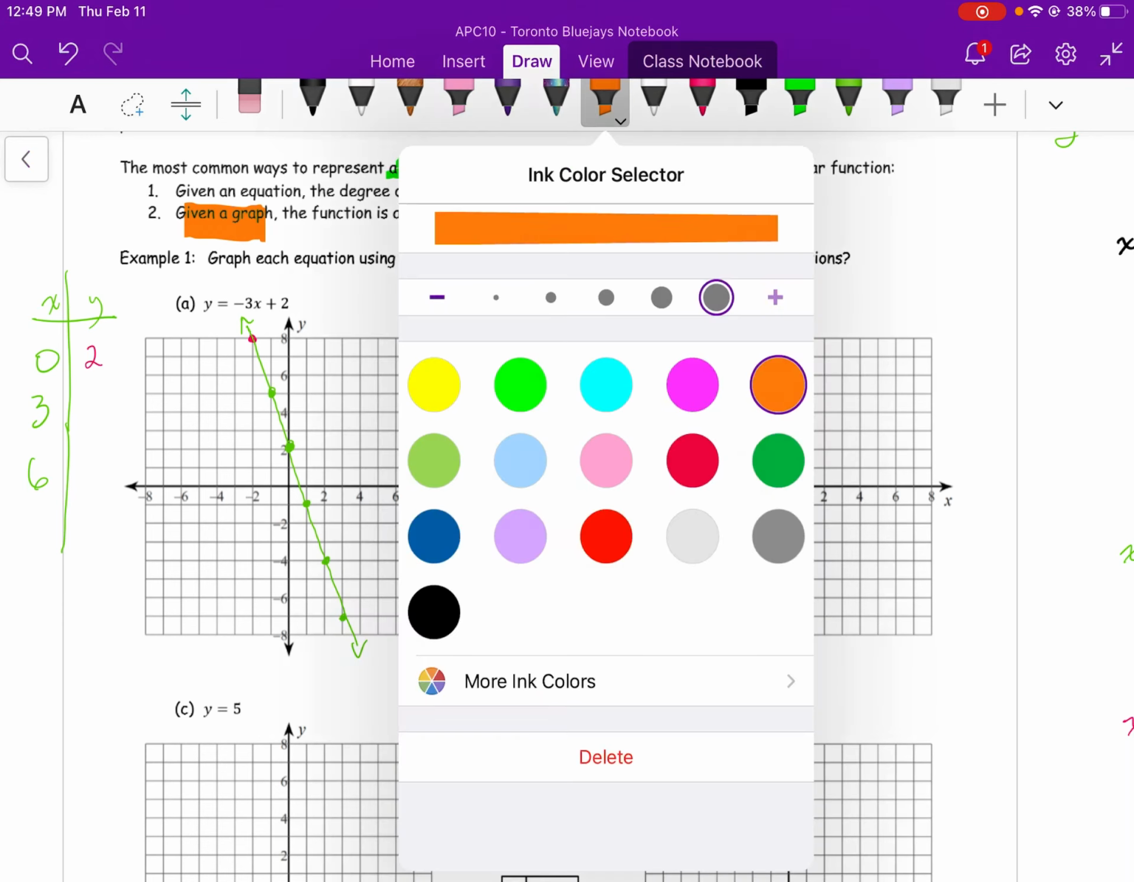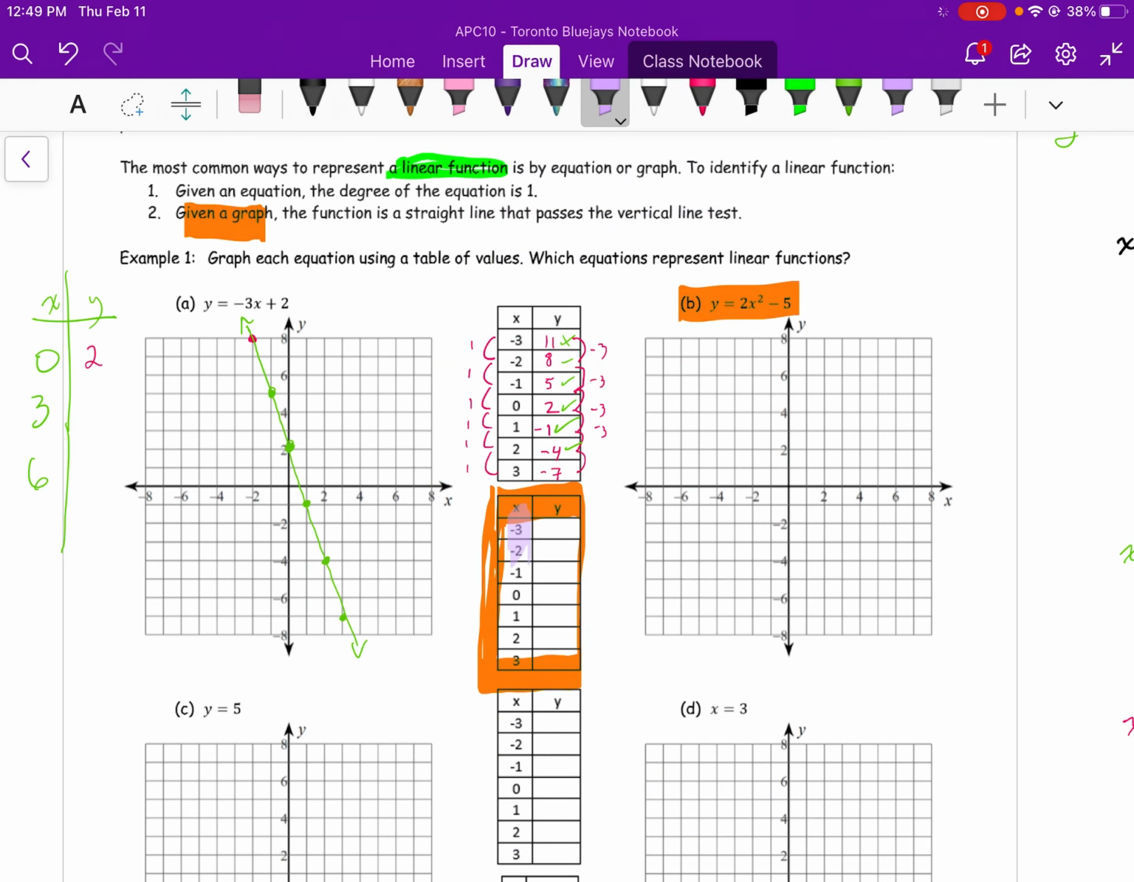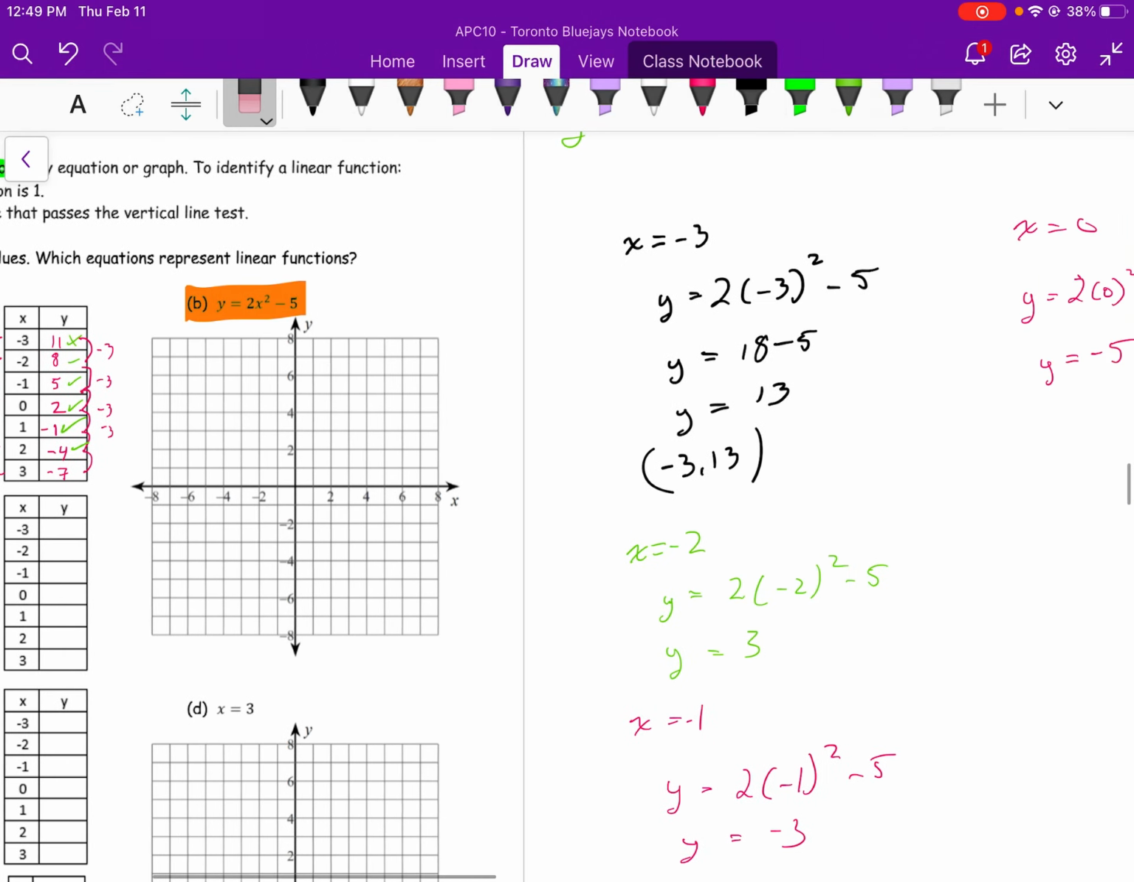So this area here is called the table of values. And the table of values is really important. In fact, I think of it as the most important way to graph a line. If you don't know what's going on, use the table of values. So here's my preliminary work.